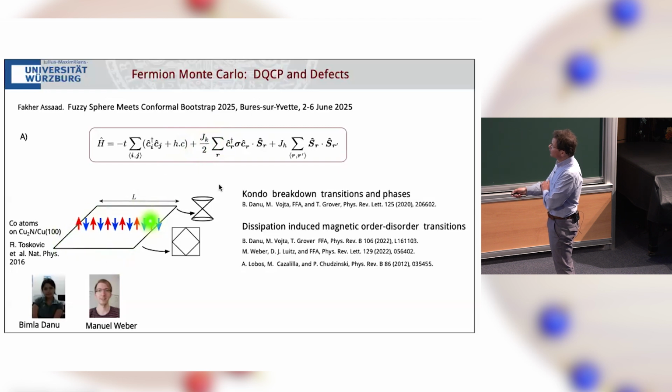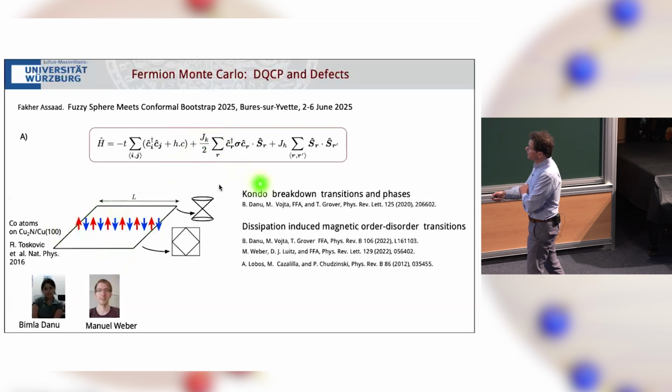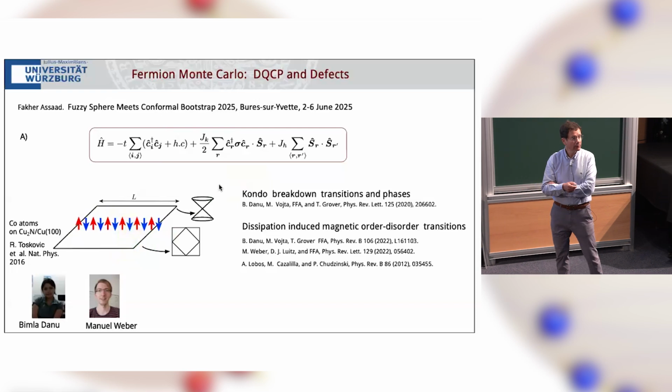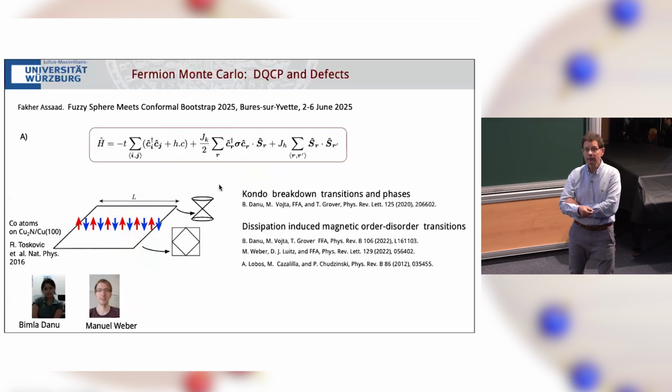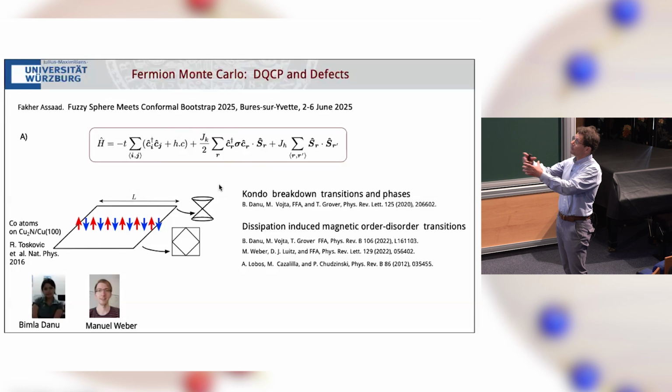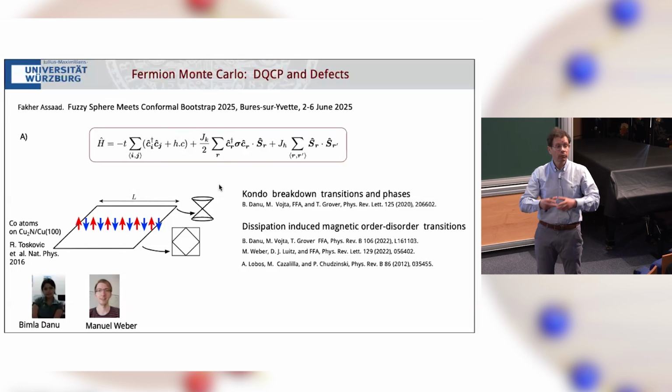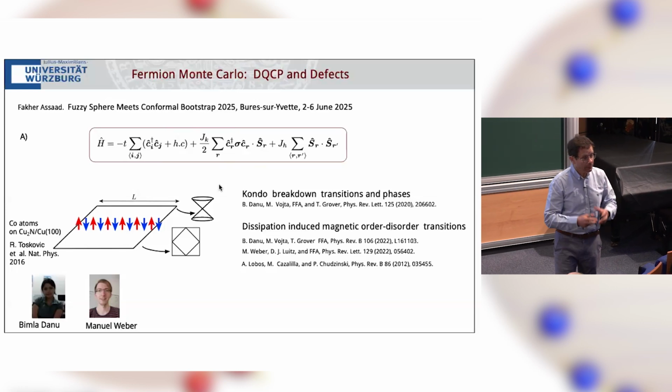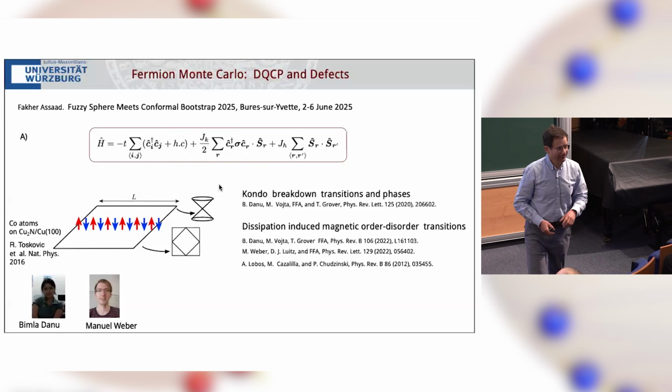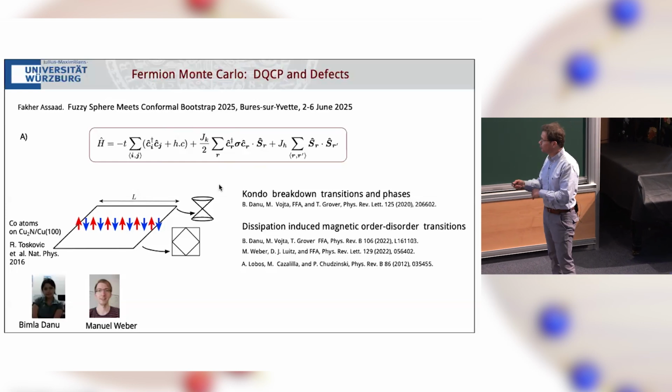So you go for small JK, you get to a phase where the spins, if you want, decouple from the conduction electrons, right? And so that's the easiest, that somehow has something to do with the Kondo breakdown phase you were talking about, right? But it's a mini Kondo breakdown phase. I mean, it's not the one you would like, but that's the best we can do numerically.